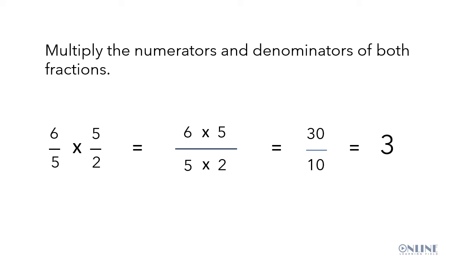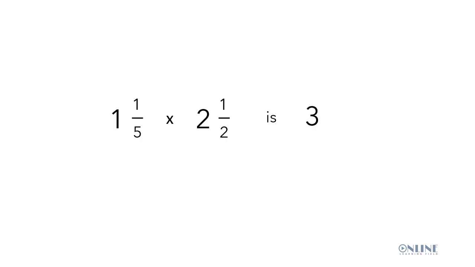To multiply 6/5 by 5/2, we multiply the numerators to give us 30, which becomes the new numerator, and also multiply the denominators to give us 10, which becomes the new denominator. The new fraction is 30/10. 30/10 becomes 3 when reduced to its lowest term. So, the product of 1 1/5 and 2 1/2 is 3.